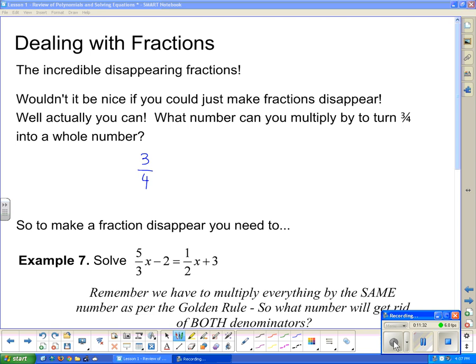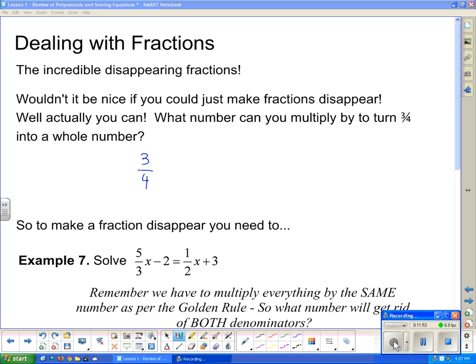Now, we're going to look at some equations that have fractions in them. And we're going to figure out how we can deal with fractions. And I'm going to start off by talking to you about the incredible disappearing fractions. Wouldn't it be nice if you could just make fractions disappear? And actually, you can, because you can multiply a fraction by a whole number, and your answer is a whole number.